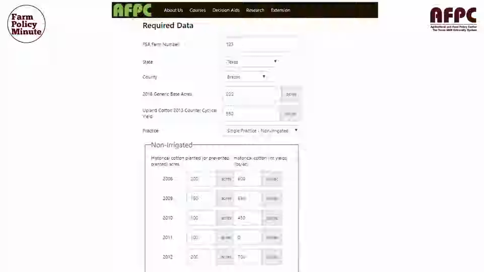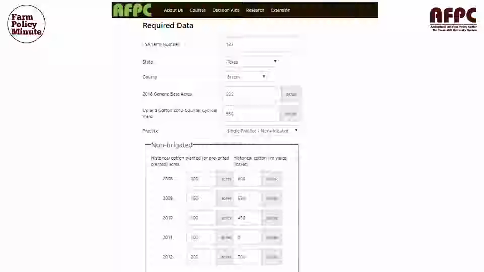So the first thing that we get asked is, is this by farm number? Is this for my whole operation? Basically you would run through and answer every question on this form for each FSA farm number you have. So for this example, FSA farm number 123, the state is Texas, the county is Brazos. The important part about that is, depending upon where you're located, there's some preloaded data in the decision aid that you won't have to go find. We've already obtained it from FSA, so it's the official data. And so that's why we need you to pick the right state and county for your operation.